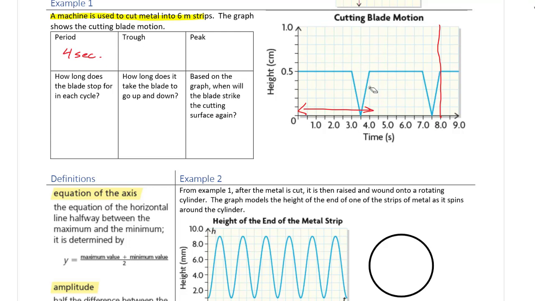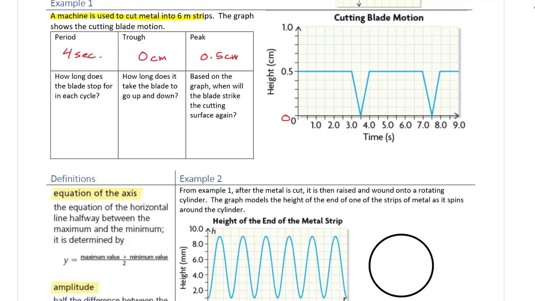All right, let's get rid of this stuff. The next thing it says is, what is the trough? What's the lowest the y value goes? Well, the blade comes all the way down to a height of 0. Units are centimeters. Again, we're talking about the y coordinates. What's the peak, the highest the blade goes? Only half a centimeter high. So there's your peak and trough: the highest it goes and the lowest it goes.